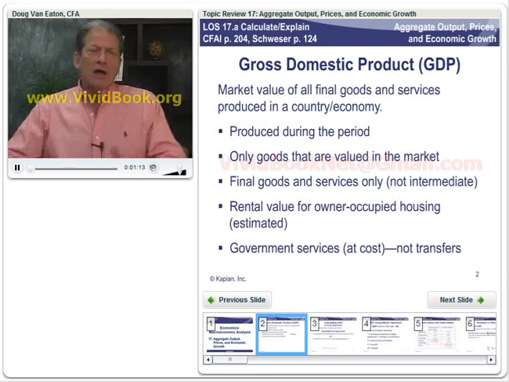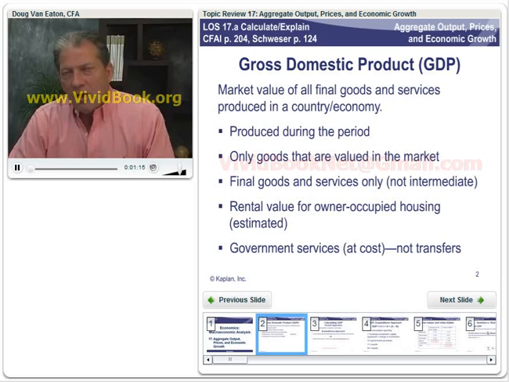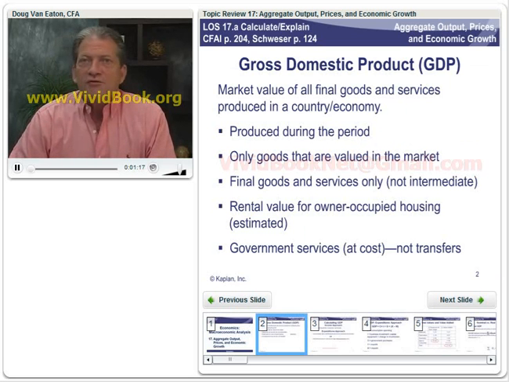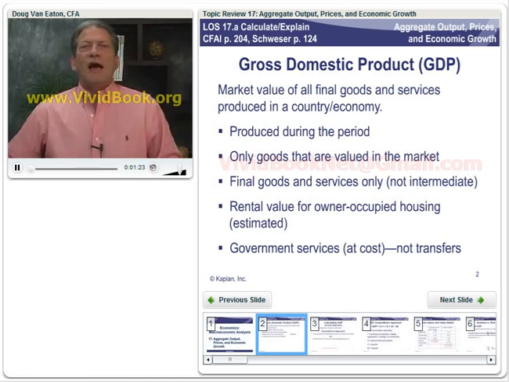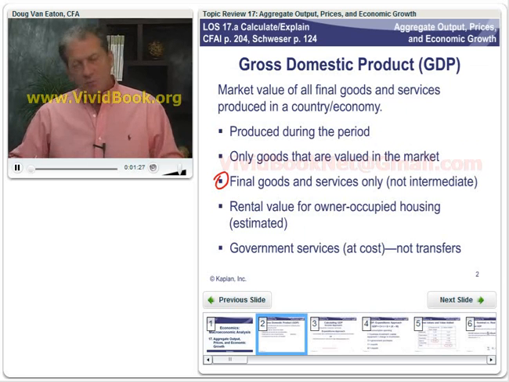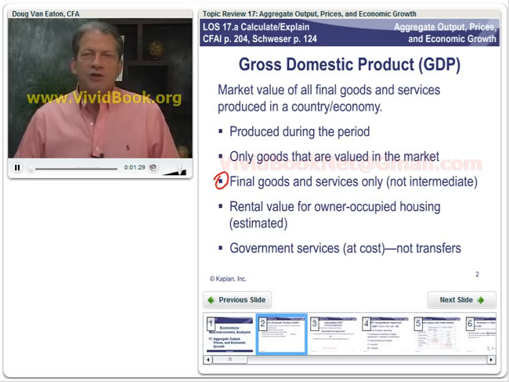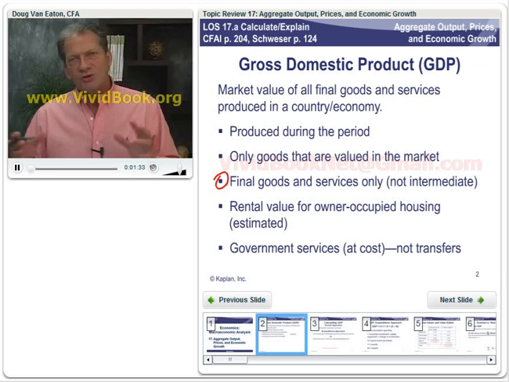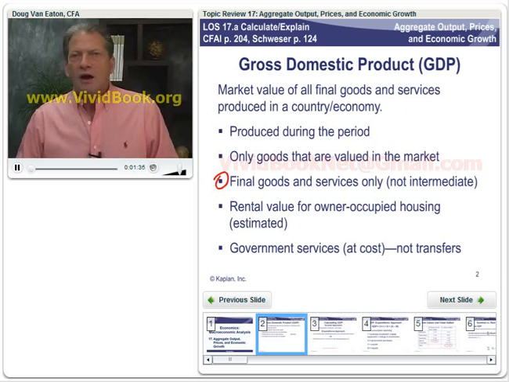And that first line says it all, but then we've got to look at a few things. Market value of all final goods and services produced in a country's economy. So one reason we're taking final goods and services, we don't want to look at intermediate goods, parts made as part of a jet engine or something like this. Well, the value of those is going to be captured in the final price of the jet engine. So we don't look at any intermediate goods.